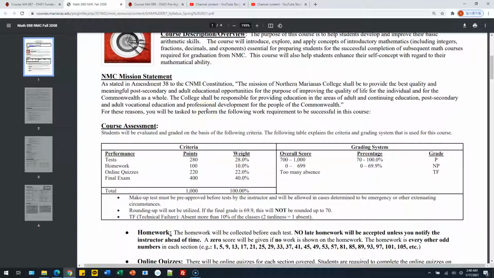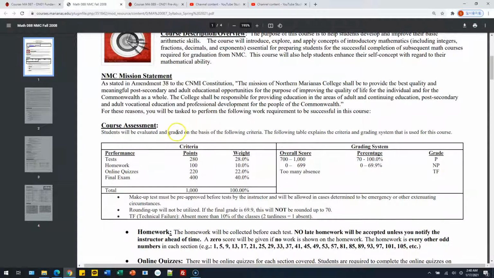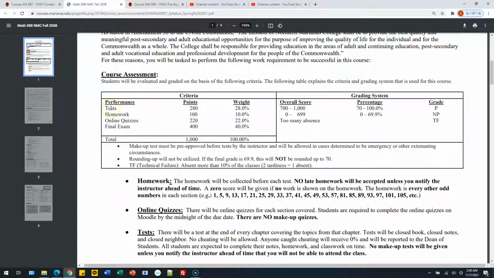Let me explain the grading system of this course. There will be tests. There are 4 tests, and that is a total of 280 points. Homework is a total of 100 points, and there are quizzes for each section, with a total of 220 points, and the final exam is 400 points. So the final exam is 40% of your course grade. Altogether the total number of points is 1,000.